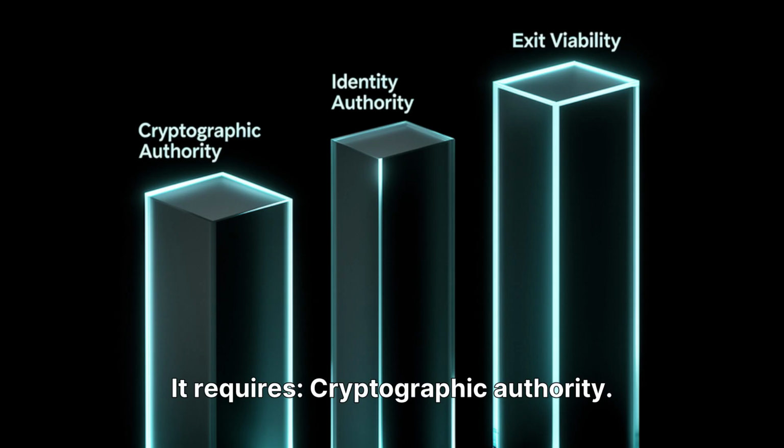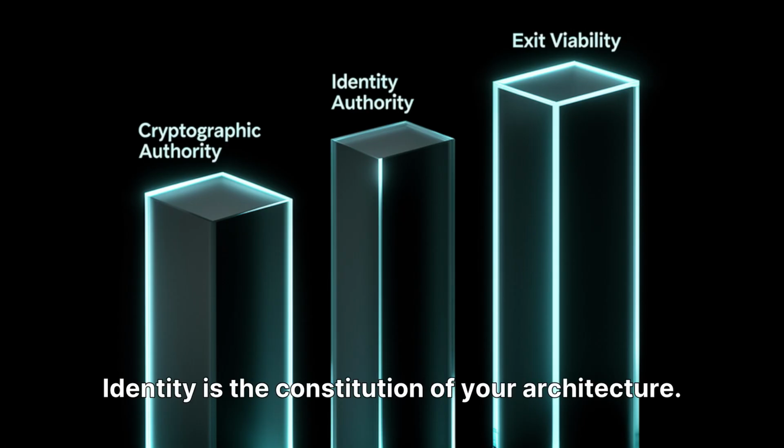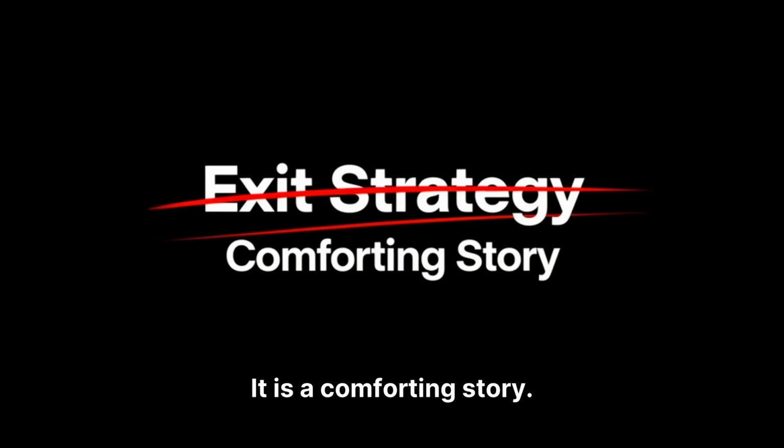Sovereignty is structural. It requires cryptographic authority. If you do not control the keys, you do not control the system. Identity authority. Identity is the constitution of your architecture. Exit viability. If migration has never been executed, it is not an exit strategy. It is a comforting story.